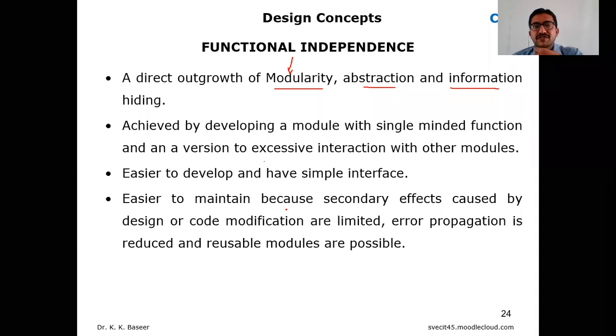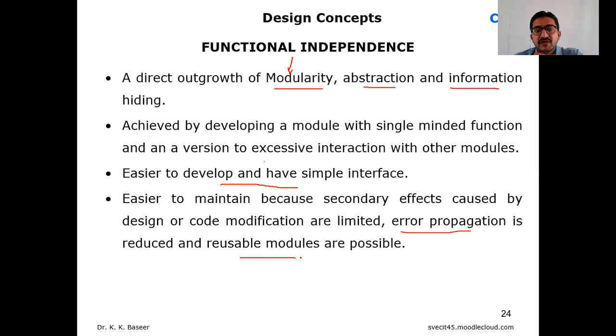In detail about this concept, functional independence, it is easier to develop and to have simple interfaces because the modules are independent of each other. It is easier to maintain because secondary effects caused by design or code modification are limited. Error propagation is reduced and reusable modules are possible because all the modules are independent. Because of that, any change in one module need not be reflected in other modules. That is, there will be very few side effects, right?